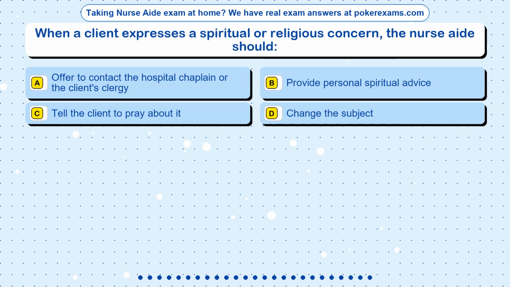Question 10. When a client expresses a spiritual or religious concern, the nurse aide should: Option A, offer to contact the hospital chaplain or the client's clergy. Option B, provide personal spiritual advice. Option C, tell the client to pray about it. Option D, change the subject.